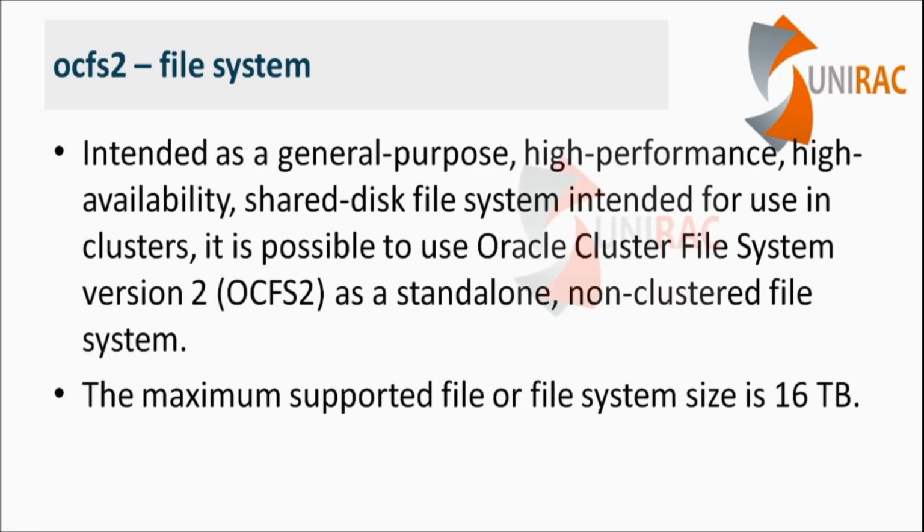The next one is OCFS2. OCFS2 is a cluster file system, though it can also be used as a standalone or non-cluster file system. It is intended for high performance and high availability, and can be used as a shared disk file system. We used it in 10g normally. From 11g we have ASM, Automatic Storage Management, which is what we use currently, but earlier we had OCFS2. It supports only up to 16 terabytes, which is much less than ext4 and BTRFS. OCFS2 means version 2, and it's a high performance file system.